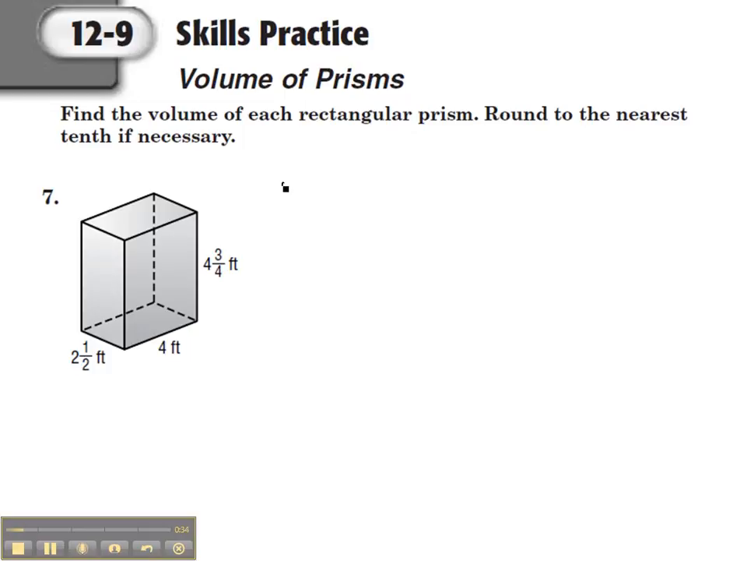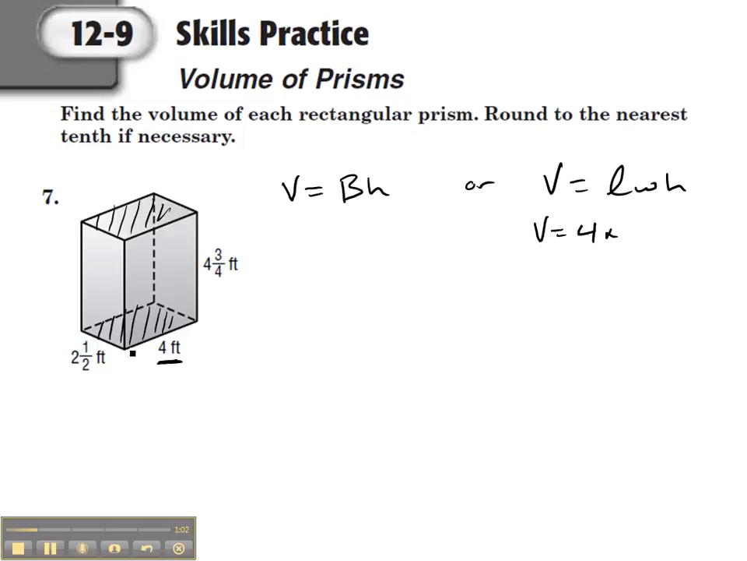So volume of a rectangular prism is the area of the base times the height, or length times width times height, same thing. Let's just use the second formula, length times width times height. We have the length, first of all the base, this is a base and this is a base. So the length of the base is 4 feet times the width, which is 2.5, so we'll use 2.5, times the height, which is 4 3/4, and 4 3/4 is 4.75.